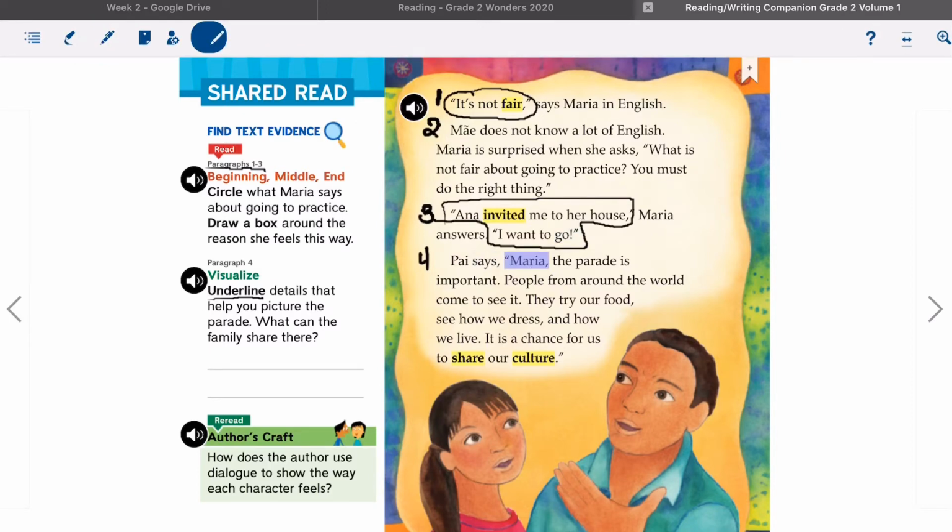Pi says, Maria, the parade is important. People from around the world come to see it. They try our food, see how we dress, and how we live. It is a chance for us to share our culture.